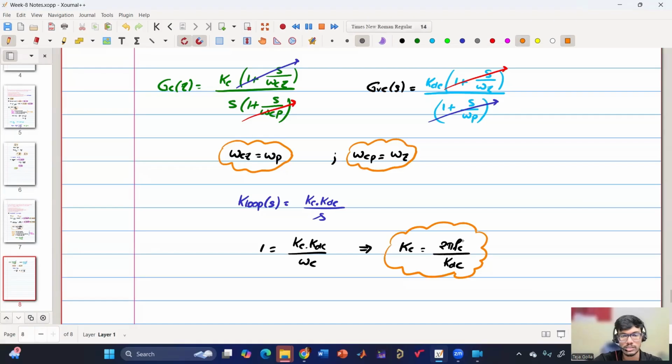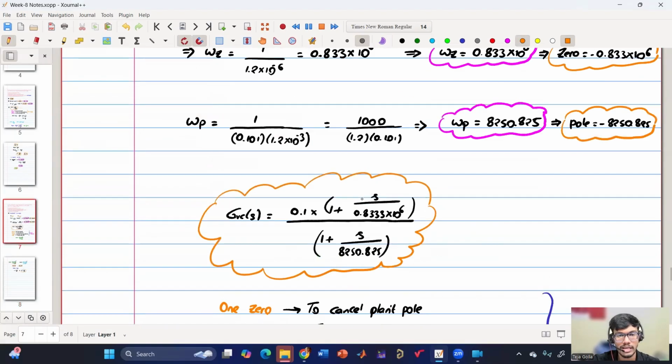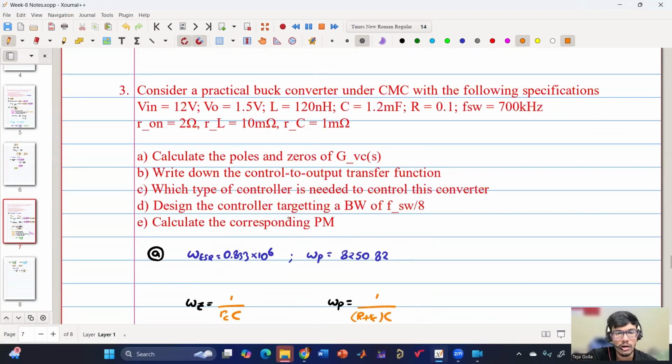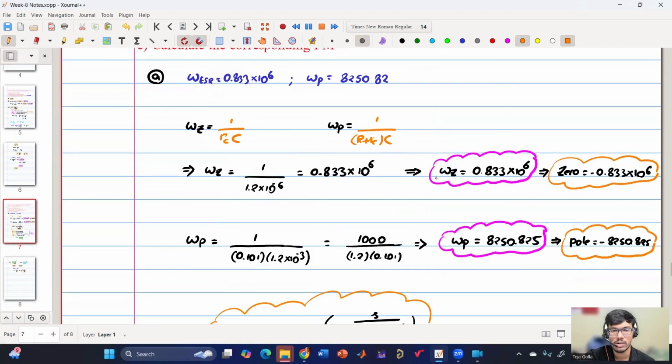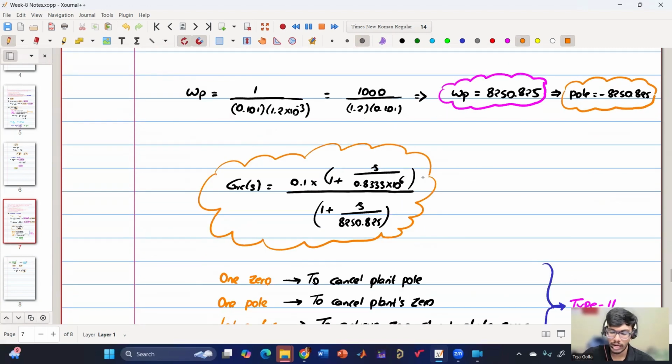So now let us get back to the question. So I hope you have written down these numbers. So now design this controller. So design or calculate all the gains and note that the bandwidth here is FSW by 8 and FSW is 700 kilohertz, not FSW by 10, but FSW by 8, and FSW is 700 kilohertz. So I'm giving you 5 minutes time to calculate all the gains, and whoever has calculated, let us know. Then we'll cross check.